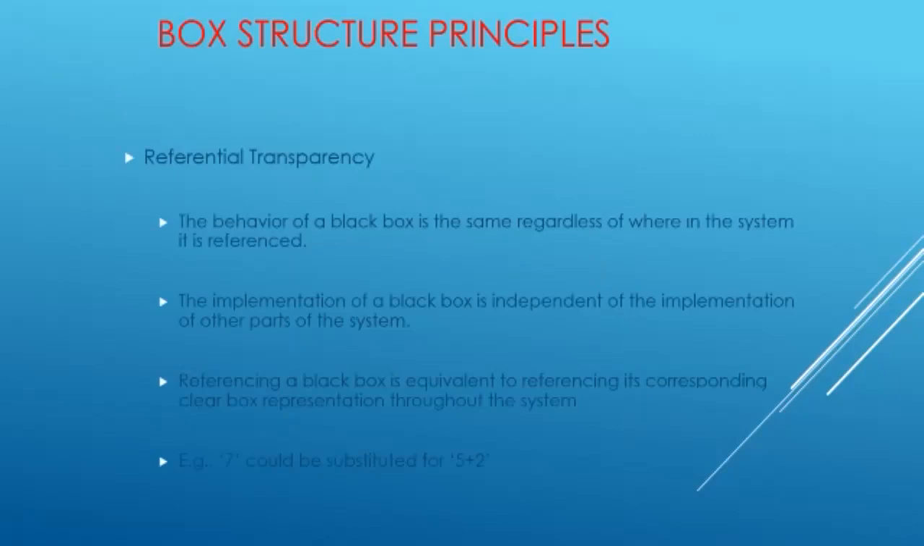Box structure principles. The behavior of a black box is the same regardless of where in the system it is referenced. The implementation of a black box is independent of the implementation of other parts of the system. Referencing a black box is equivalent to referencing its corresponding clear box representation throughout the system. For example, 7 could be substituted for 5 plus 2, 7.